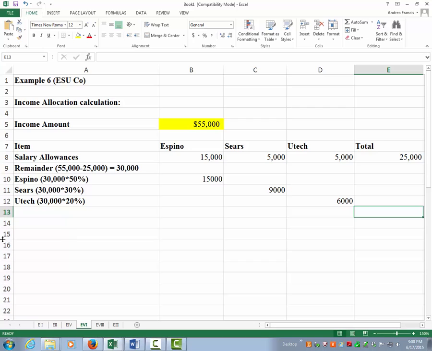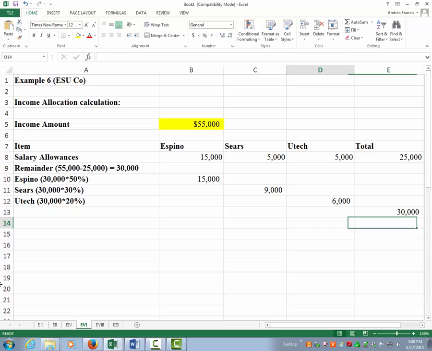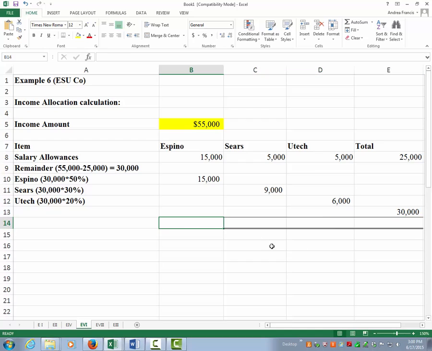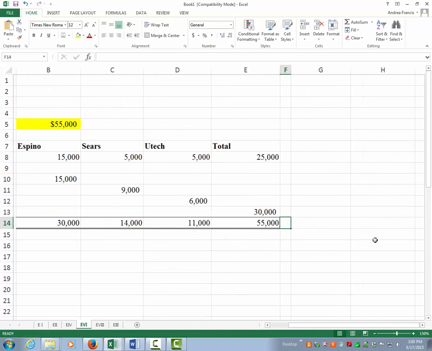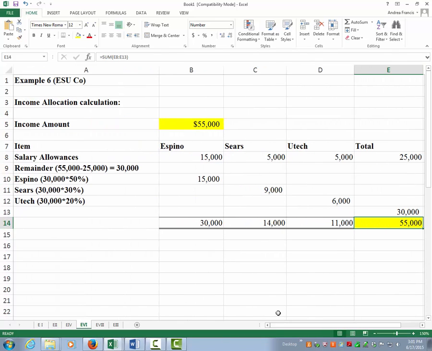And if we look, we can see adding up the 15 and the 9 and the 6, we have in fact allocated 30,000. So let's just fix the formatting here so that we can see the numbers clearly. What we do now is go ahead and sum each column to see what each partner is allocated, and then also the total column to ensure that we have in fact allocated the appropriate amount. Do you notice that this 55,000 is the same as the 55,000 of income that we had to allocate, which means that we have allocated everything.